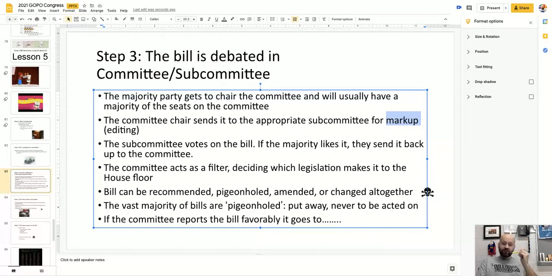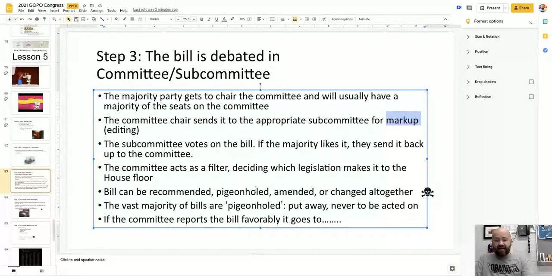It's sent down to the subcommittee for markup. It's sent back up to the committee again. And then the whole committee is going to decide whether or not it goes out to the floor. All right. In this place, they can say, yeah, let's put it on the floor. The committee can also amend it. The committee can also completely change it.